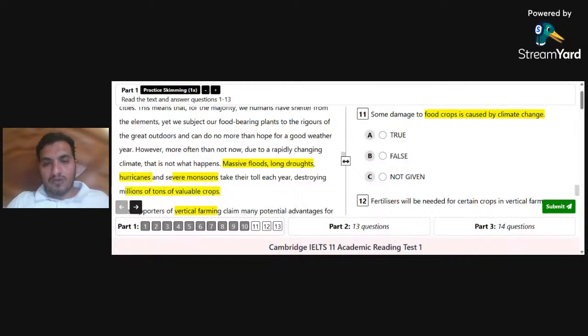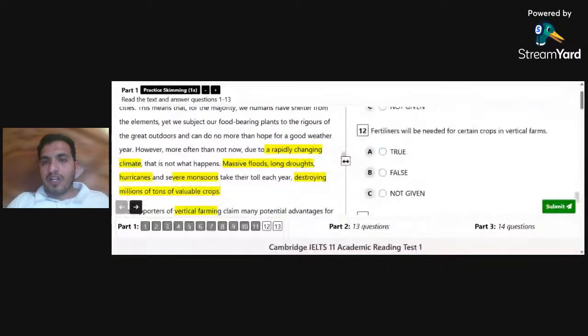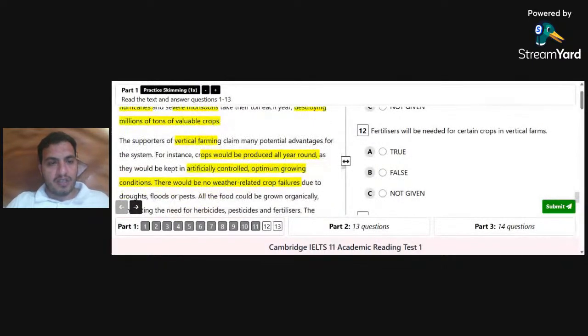So your answer would be true. These climatic changing conditions, rapidly changing climate. Here you can find the exact word climate change, rapidly changing climate change, and these are massive floods, hurricanes, and they are responsible for destroying valuable crops. The next one is: fertilizer will be needed for certain crops in vertical farms. Okay, the next question here was related to fertilizers, let's see.